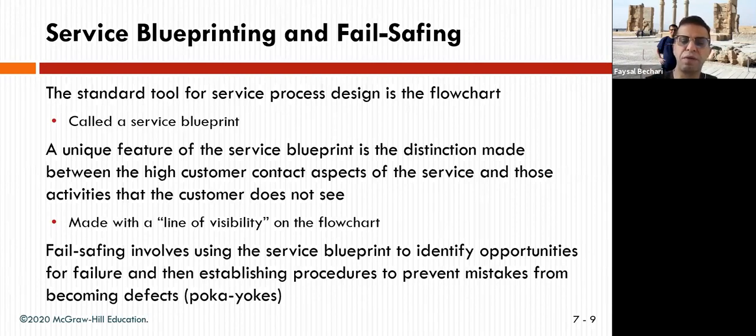And the fail saving, as we said, involves using a service blueprint to identify the opportunities for failing. It's like a disaster recovery in a way, but situational, and then establishing a procedure to prevent these mistakes from becoming defects, which is called Poka Yoke, the Japanese way of doing it.